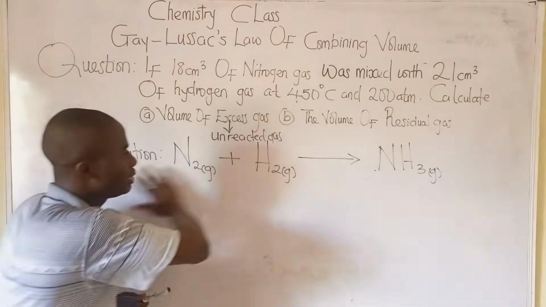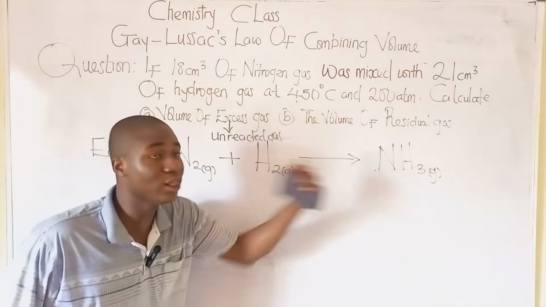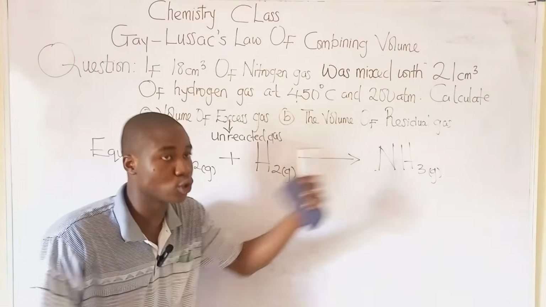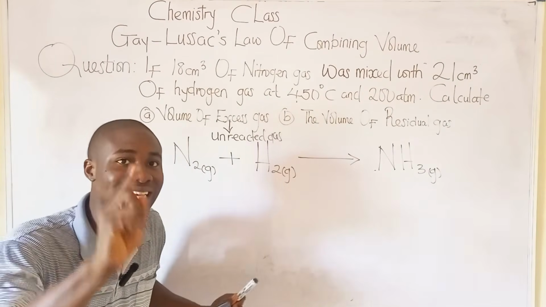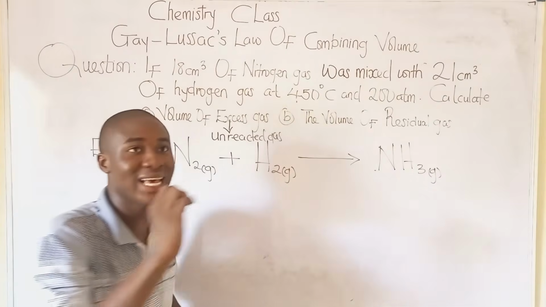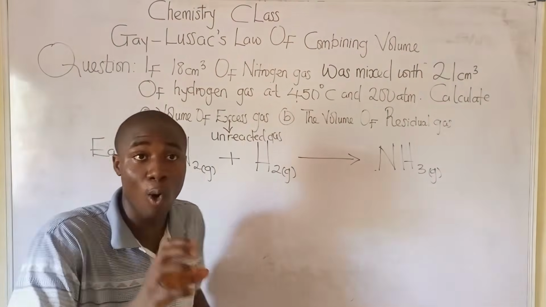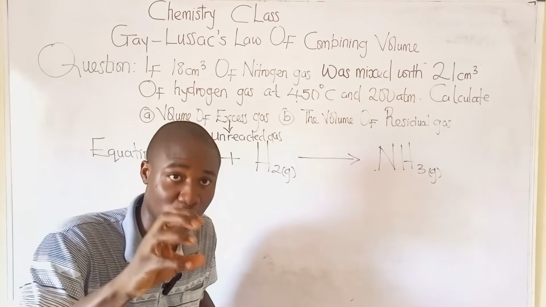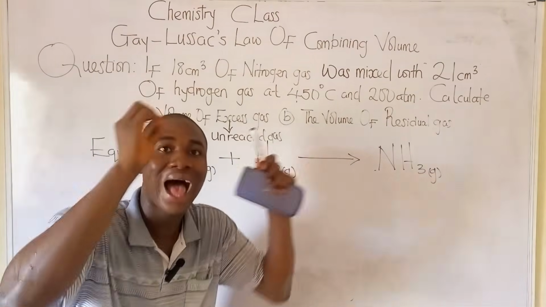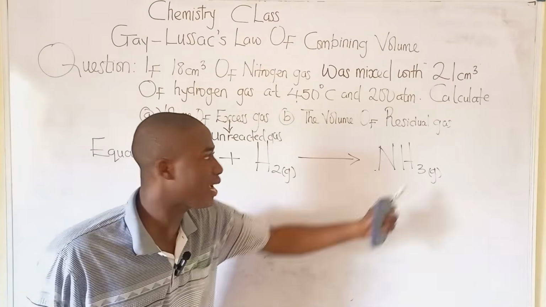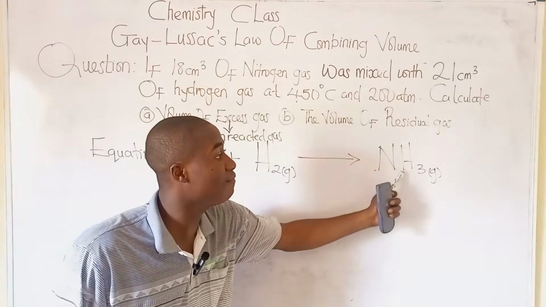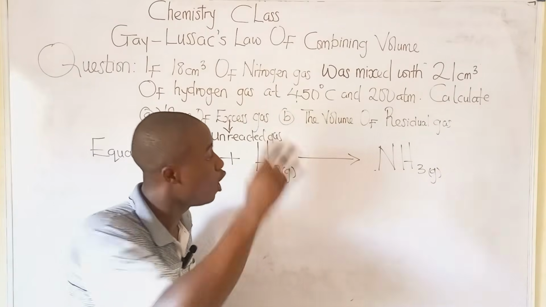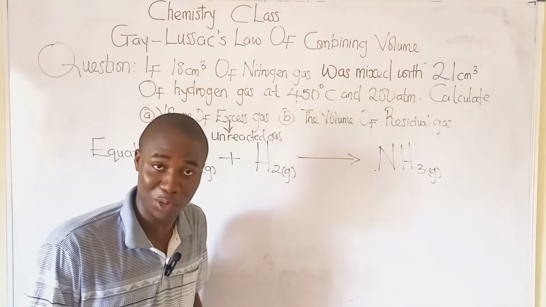So in the look of things, this is the reaction, and you can see that the reacting species and the product are all gases. Now this must be noted: Gay-Lussac's law basically works when the reacting species and the product are gases. So we can't have liquid. If we have liquid, it will not count when solving practice questions under this aspect. I'm going to explain as we progress.